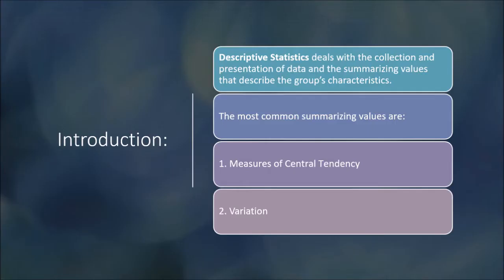Descriptive statistics deals with the collection and presentation of data and the summarizing values that describe the group's characteristics. The most common summarizing values are measures of central tendency and variation. When we say measure of central tendency, that refers to the mean, median, and mode, while variation refers to the range, variance, and standard deviation.